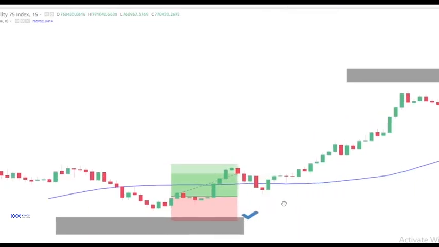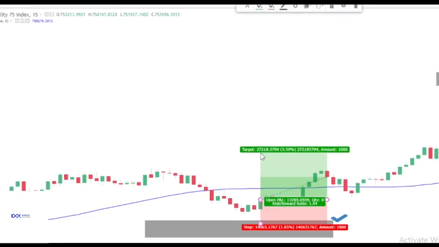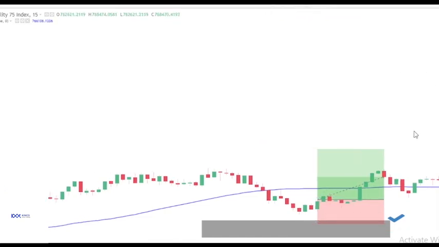twice our stop loss, and you can see which is 1:2. So we raise it to 1:2. 1:2 is too small, so you can still increase your risk reward to 1:3 or 1:4. You are still going to hit your TP level. So this is so easy and simple, guys.